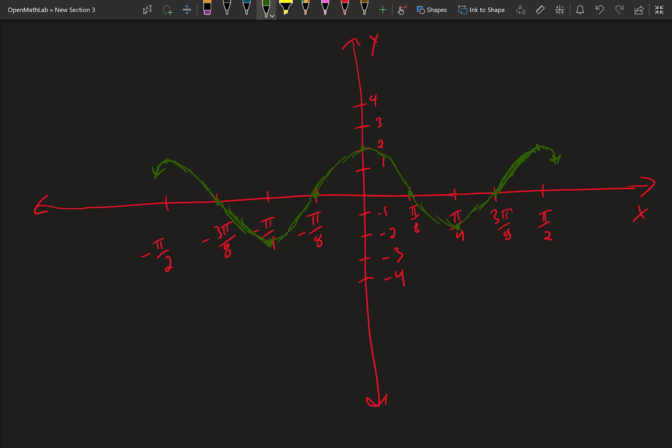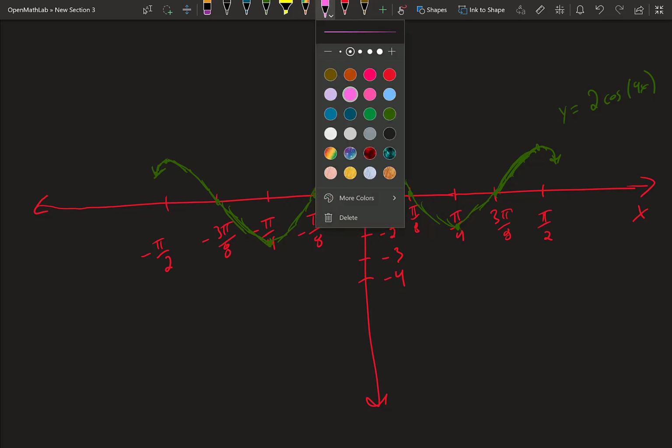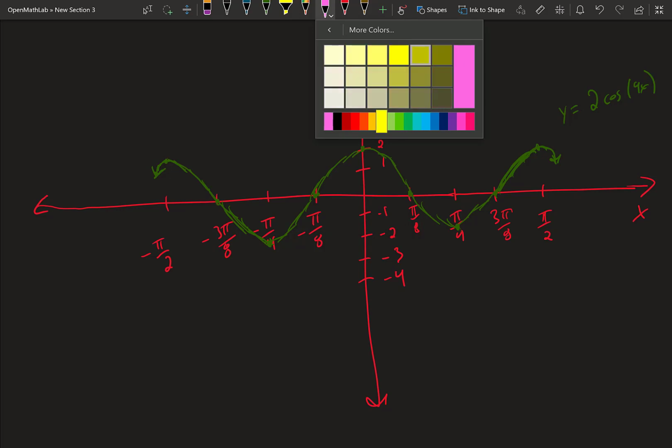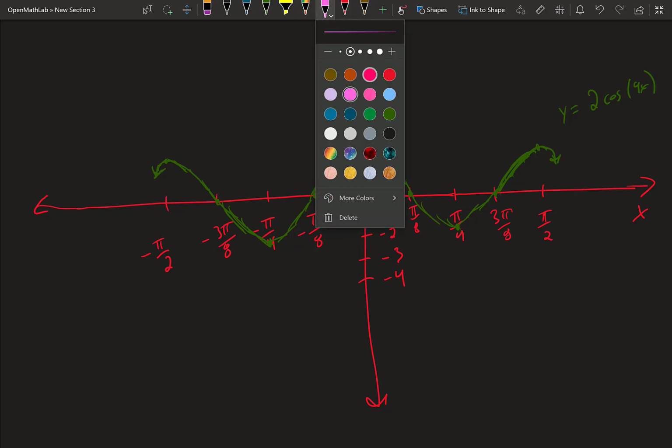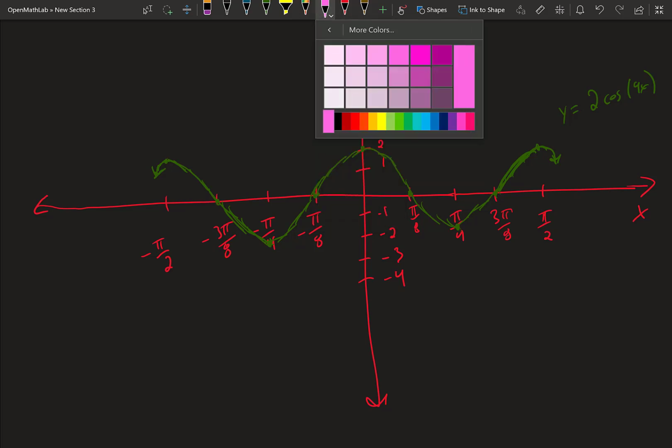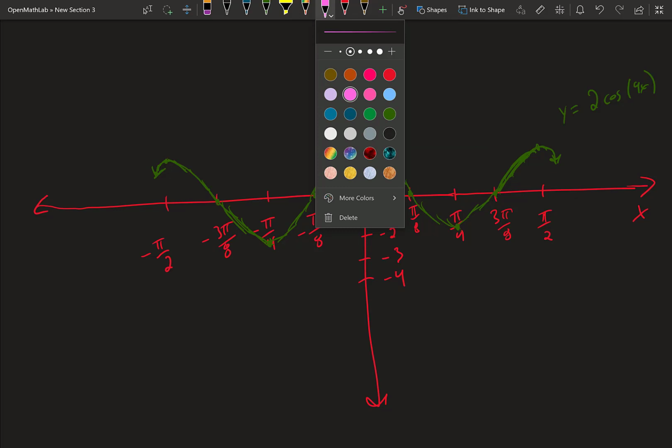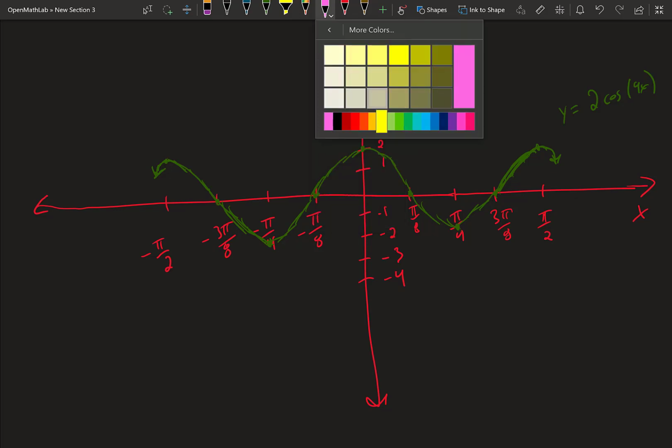Right, and then I'm going to come in and draw, so the green, just to be clear, that's y equals 2 cosine of 4x. Right, so I'll come in here, let me do maybe a yellow color. Oops, I thought I selected yellow. Maybe I have to select one of these shades. There we go.